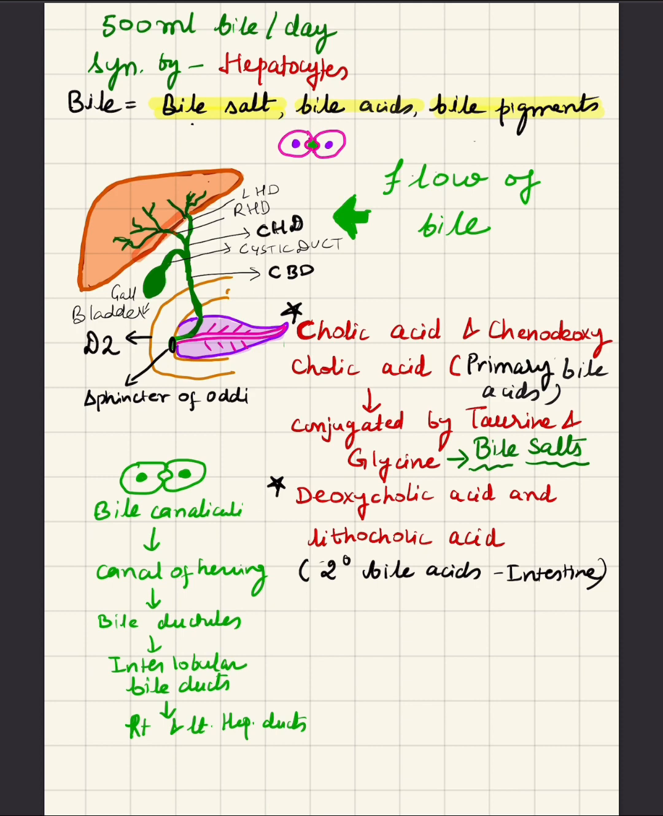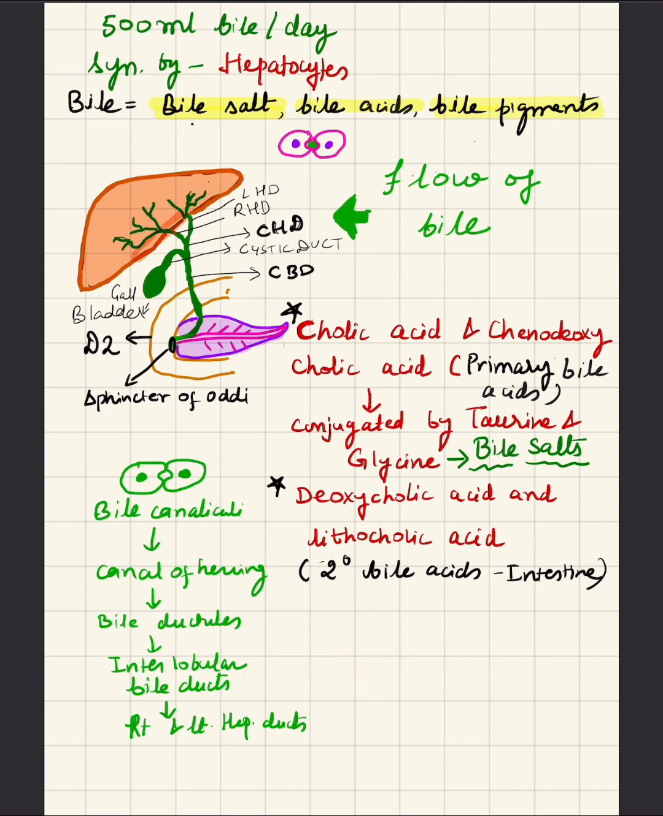In the liver, the hepatocytes are opposed to each other, and they secrete the bile into the bile canaliculi. This bile canaliculus is present between two hepatocytes, and the membranes here are opposed to each other. Here they secrete the bile that is synthesized by the liver. From here it will go to the canal of Hering. It will lead to the bile ductules, and then to the interlobular bile ducts. These are the bile ducts that are present in the portal triad.